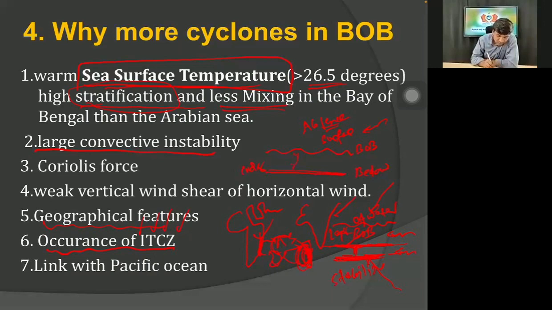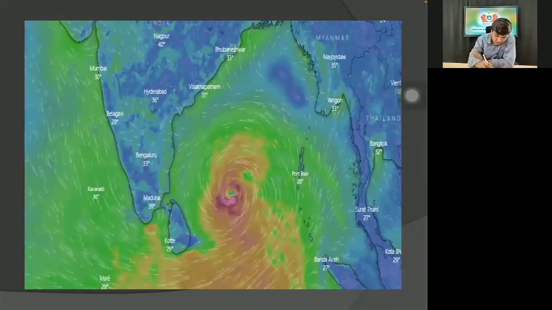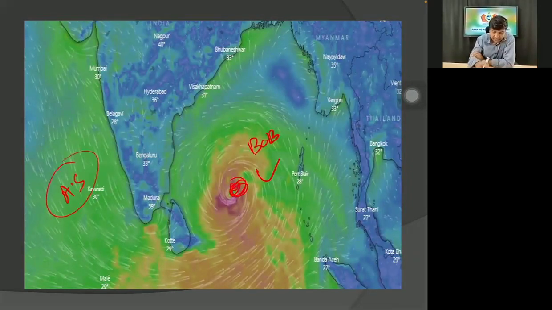And again, the link with the Pacific Ocean. Most of the time, a change in weather conditions in the Pacific Ocean also leads to a change in weather conditions in the Bay of Bengal region, and that's why cyclones again originate in the Bay of Bengal region. So these are very important points. And the last point: cyclones originate more in the Bay of Bengal as compared to the Arabian Sea.